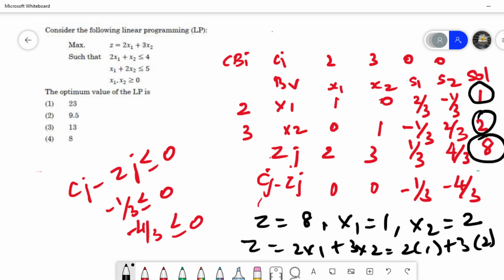Okay. So here the question is, what is the optimum value of LP? 23, 9.5, 13 and 8. So which one is the right answer here? 8. I hope everyone understands the concept.